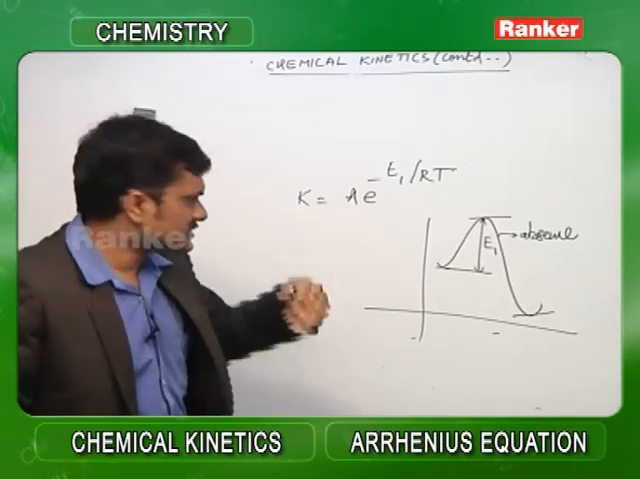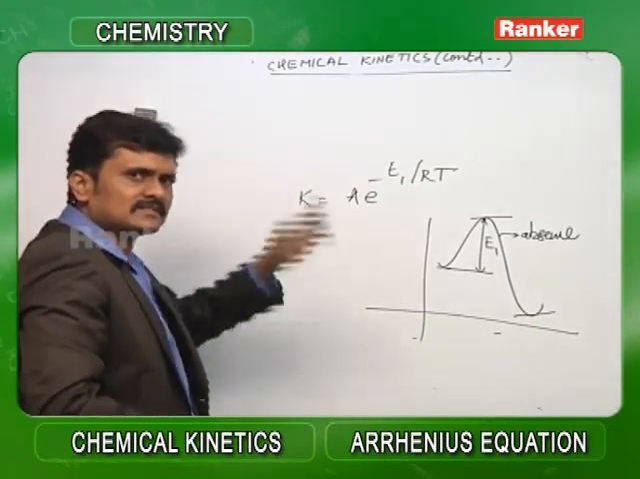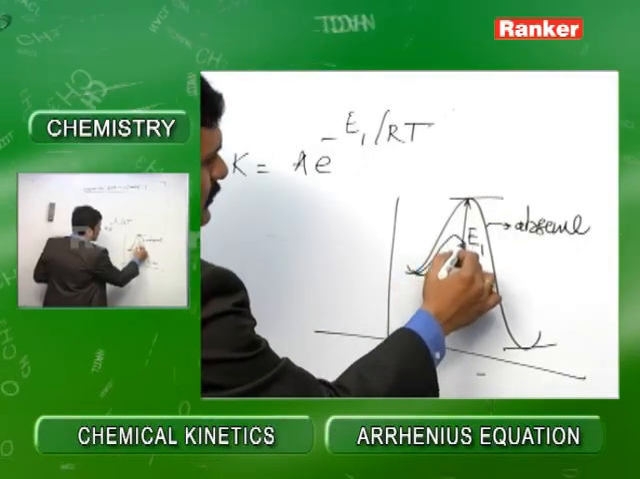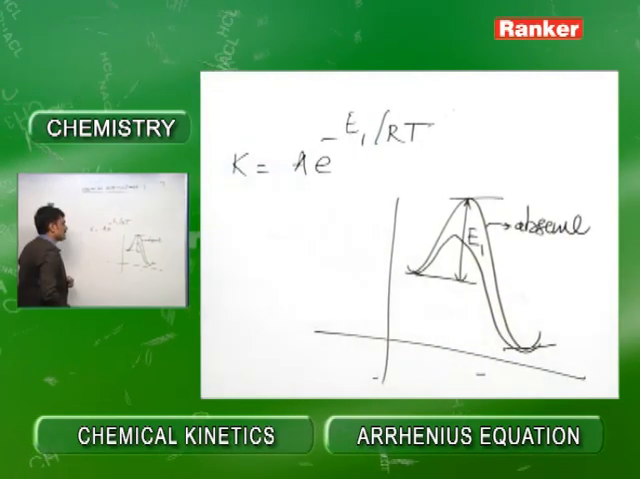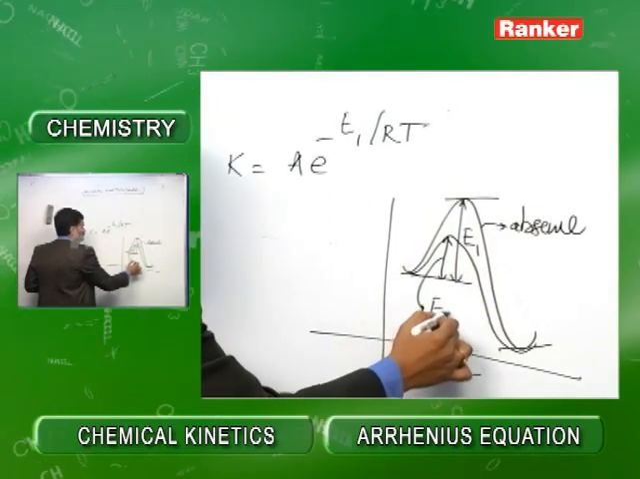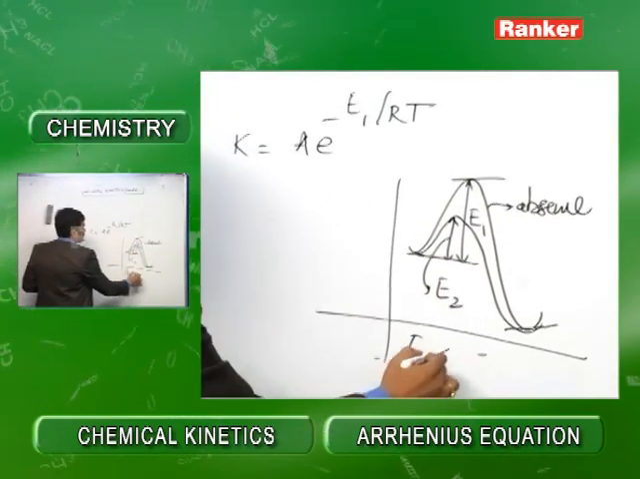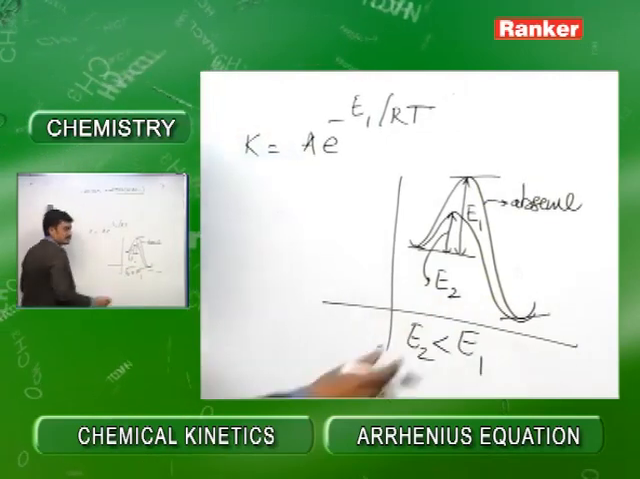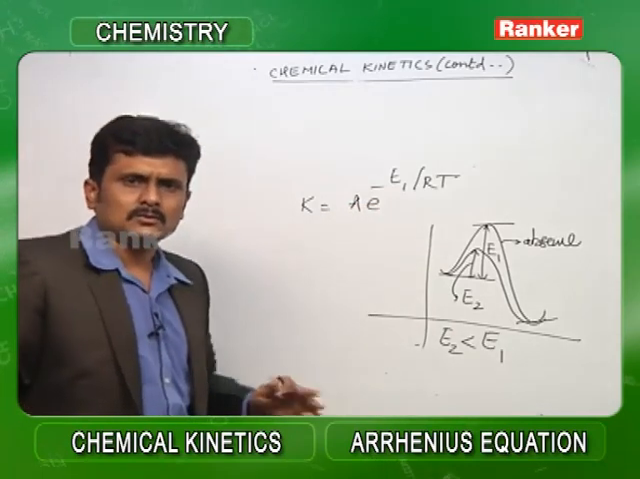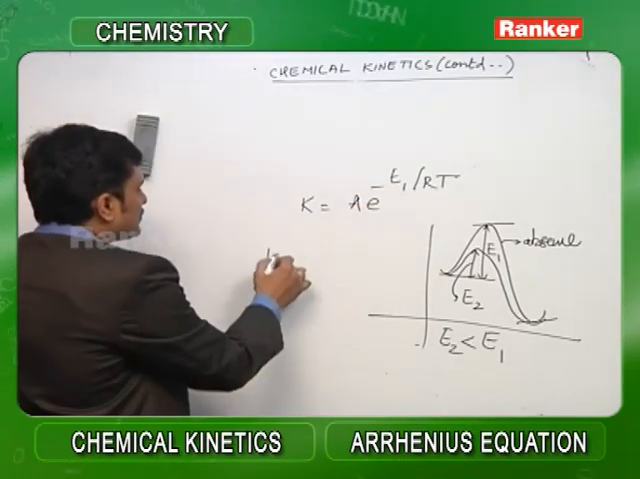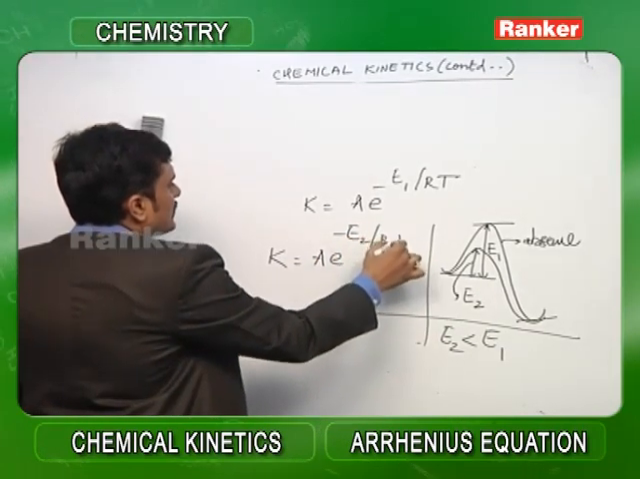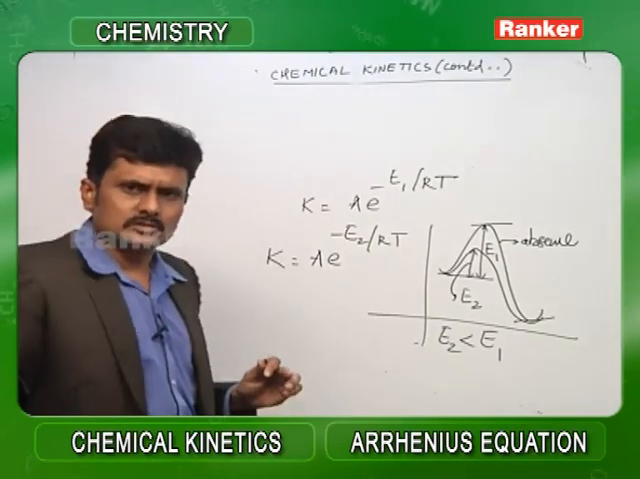Now when I am adding a catalyst, when I am taking another reaction into account, you can see here that I am following an alternate path wherein the activation energy is different. Say I'll call it as E2. So obviously, as I said, E2 value is less than E1. Therefore, I am not manipulating this equation, I am not changing it. What I am just doing is, I am writing another equation wherein the activation energy has decreased to E2.